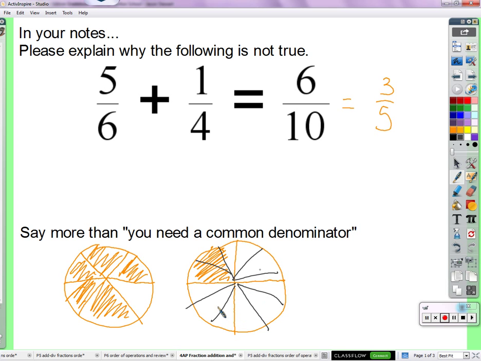1, 2, 3, 1, 2, 3. How many pieces are there now? 12. There were 4 to start with. We cut each of the 4 into 3 pieces. That's 4 groups of 3. 4 times 3 is 12.